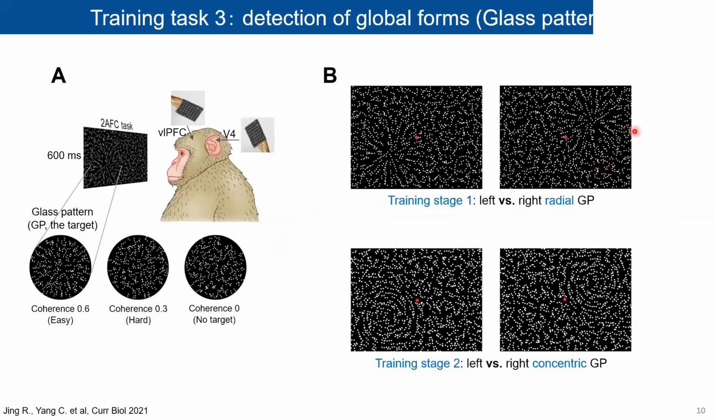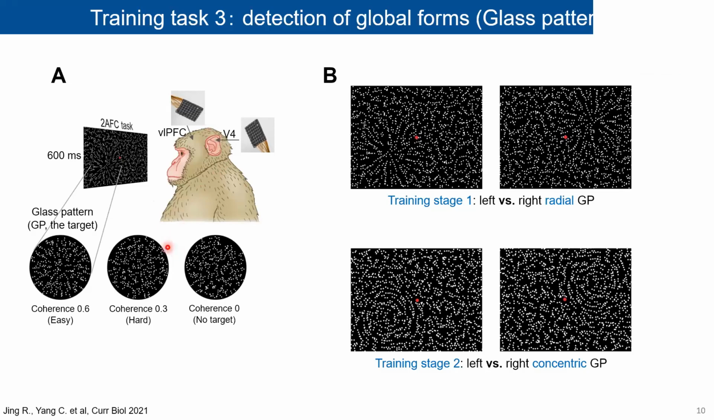In the third training task of global form detection, we simultaneously recorded neurons in V4 and ventrolateral prefrontal cortex, VLPFC. Previous studies have shown that early visual areas V1 and V2 do not encode glass patterns. V4 is the initial stage to encode such global forms. The VLPFC is well known to play an important role in processing stimulus features and in mediating feature-based attention. With these experimental settings, we could do this during perceptual learning in both visual and association cortical areas.